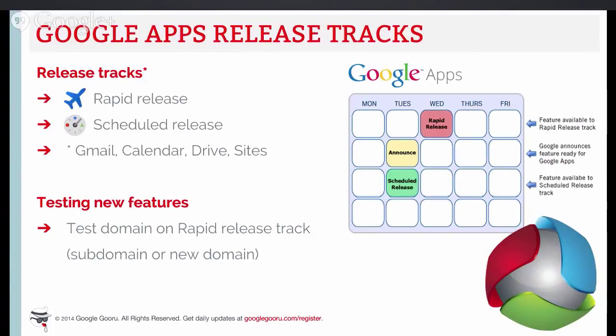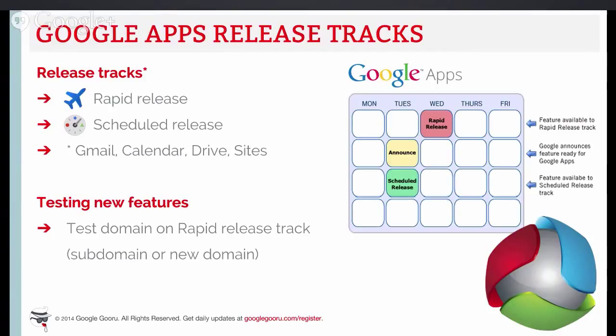A question we often receive is, how can I actually test features if I'm on the scheduled release track and not on the rapid release track? Unfortunately, you can't really segment rapid and scheduled based on organization. It has to be set for the entire domain. But the way you can do it is you can set up a second domain and put that domain on the rapid release track to help you and your IT team test new features before they roll out to your scheduled track. So this can either be a subdomain from your existing domain, and you'll have to register it as a new Google Apps account.